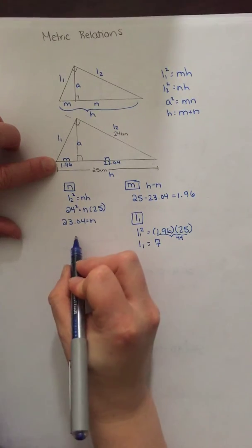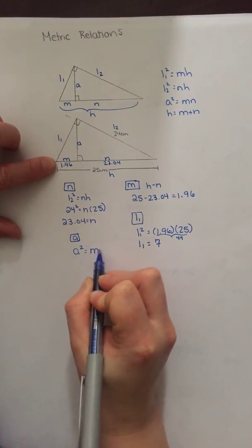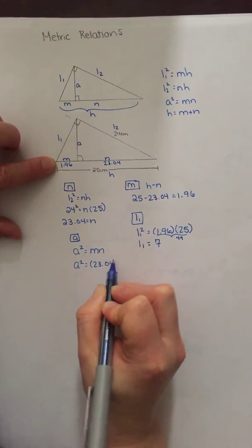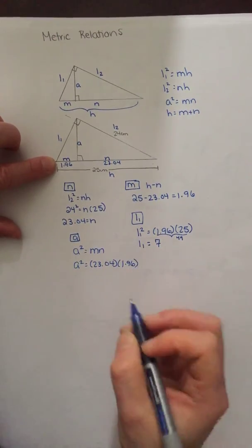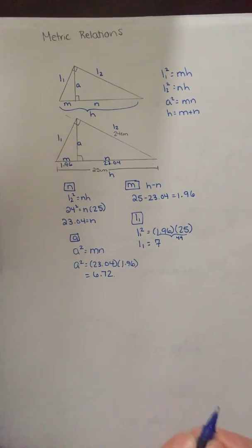And the last one we're going to solve for is A. So it's A squared is equal to M times N. So A squared is equal to 23.04 times 1.96. So you end up getting 6.72 for your A.